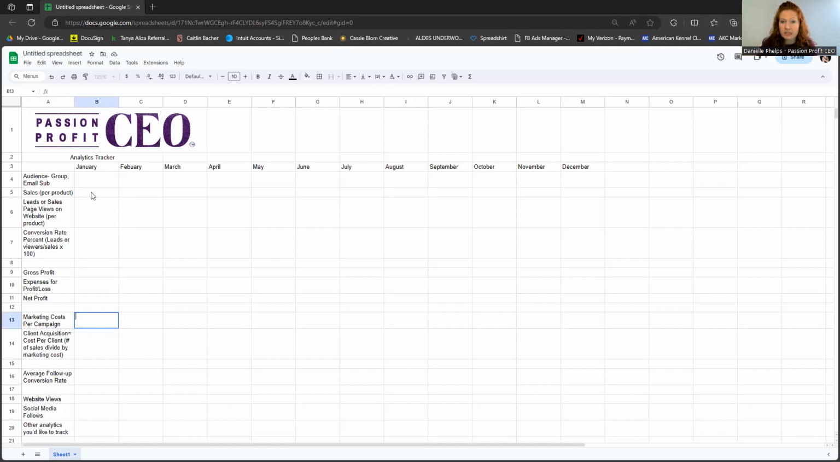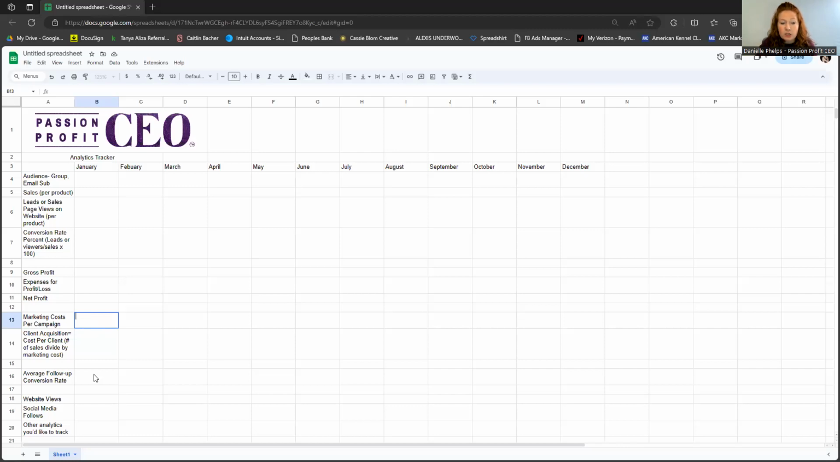So that also goes into the number of sales per product. I'd get the number of sales that I had for Passion Profit Accelerator in January. I would then divide that by how much I spent on that specific marketing campaign, so that ad that went to that sales page. And once I divided that, I would have how much it would cost per each client that I enrolled. Does that make sense, you guys?